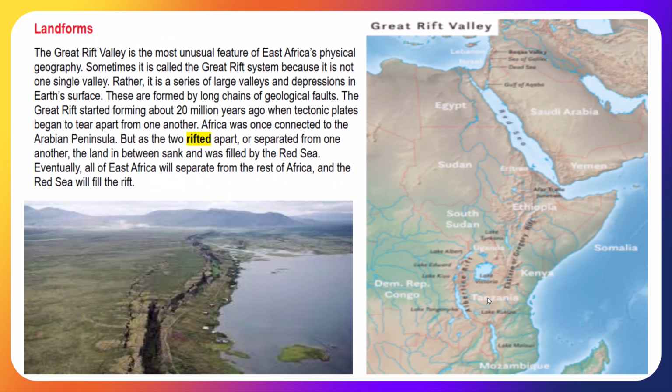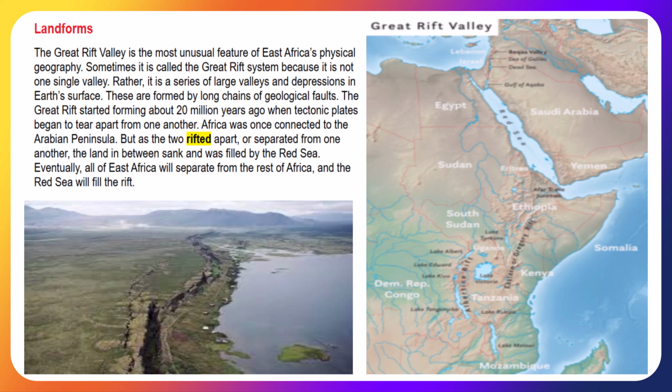Landforms. The Great Rift Valley is the most unusual feature of East Africa's physical geography. Sometimes it is called the Great Rift System because it is not one single valley. Rather, it is a series of large valleys and depressions in Earth's surface. These are formed by long chains of geological faults.